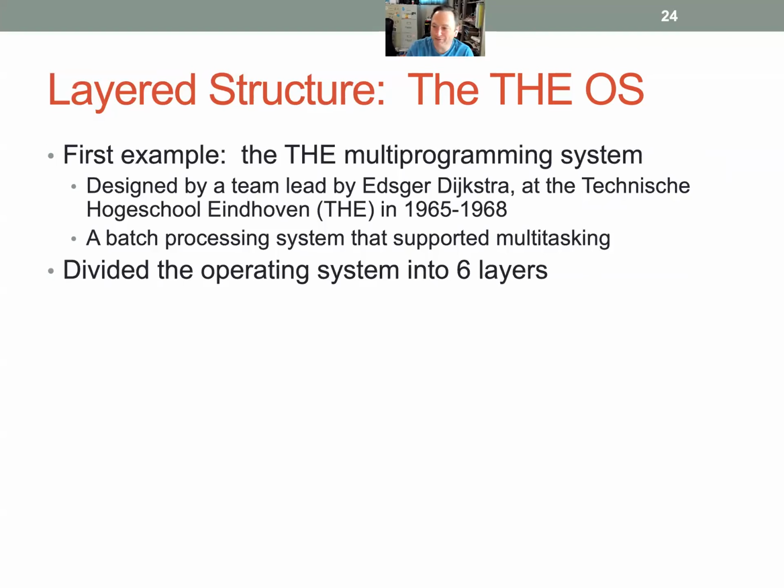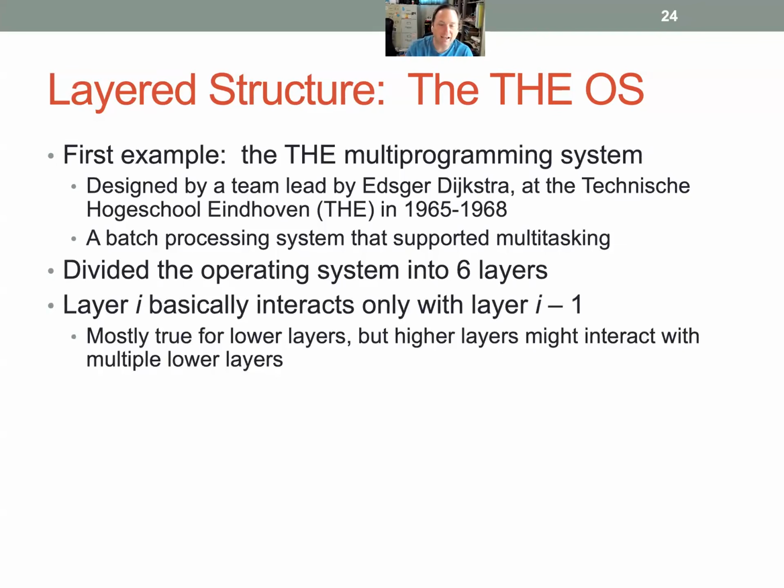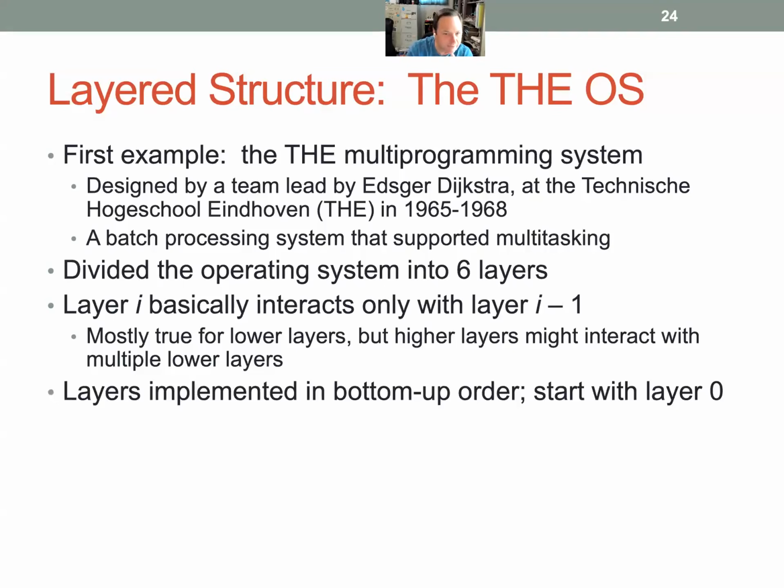Edsger Dijkstra was involved, which is kind of cool. Another brush with greatness here. And the OS basically had 6 layers of implementation. Each layer would only talk to the layer below it, although you might have higher level layers that interact with a few layers. I think it's called layer tunneling when you have that kind of an architecture.